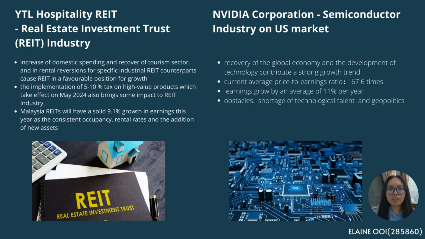Lastly, for the US semiconductor industry, the recovery of the global economy and the development of the technology contribute a strong growth trend to the semiconductor industry. For this industry, current average price to earning ratio is 67.6 times, and the earning grow by an average of 11% per year. However, there are obstacles which can affect the growth of the semiconductor industry, which is a shortage of the technological talent and the geopolitics.